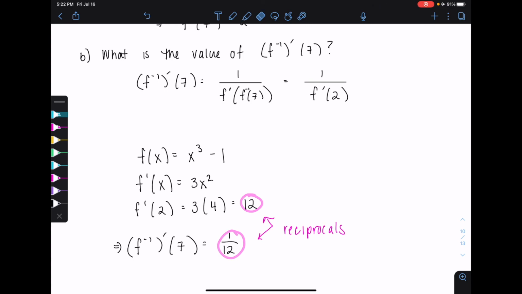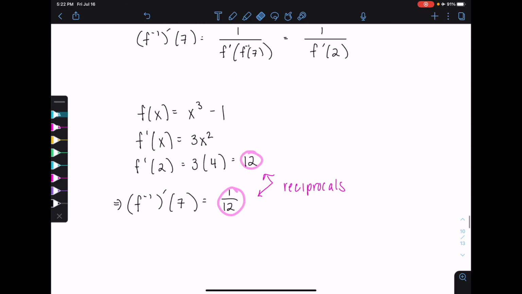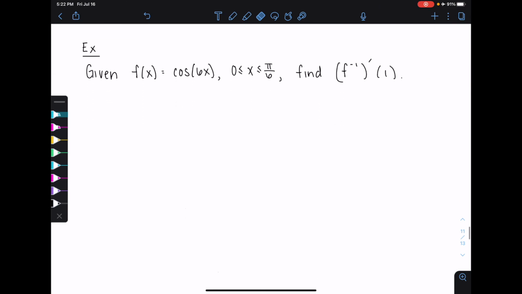Because ultimately, when you're flipping that tangent line over y equals x, it's going to change. If the rise over run was 12, the rise over run is now going to be 1 over 12. So those flip. So let's try one last example. This one's a little bit of a tricky one. Given f of x equals cosine of 6x, for x between these values, we want to find the derivative of the inverse evaluated at 1.